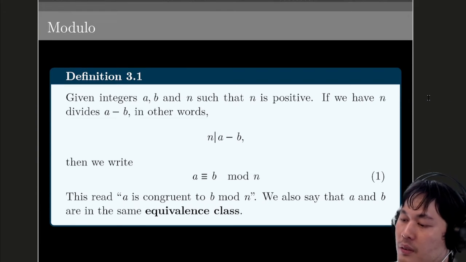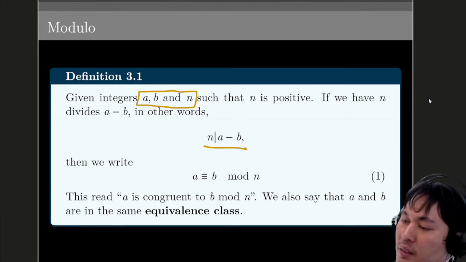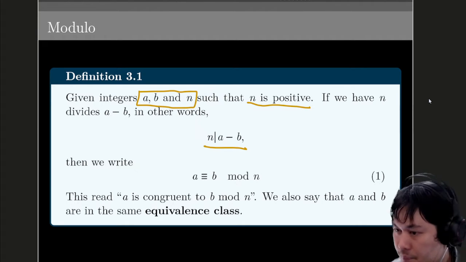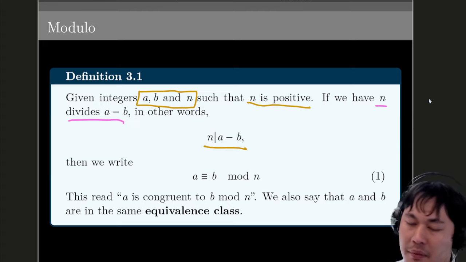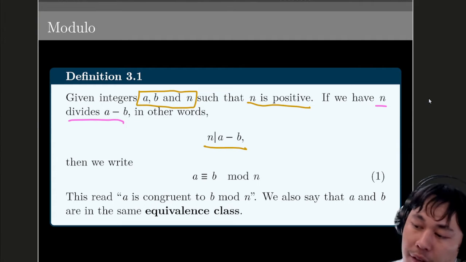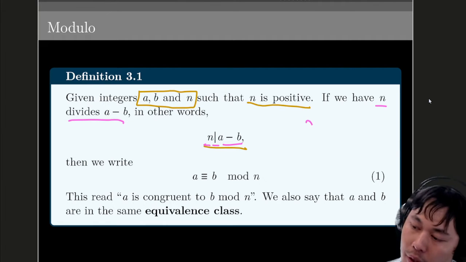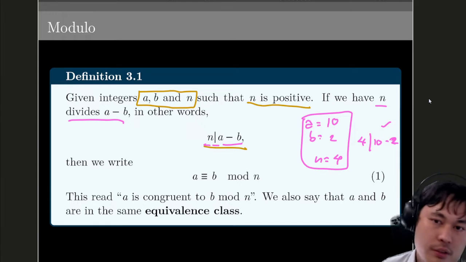So the definition: if you are given 3 numbers a, b, and n, and n is positive, and this is important, then if n divides a minus b, that might be a weird concept, but hang on there for a moment. For instance, if a is 10, b is 2, n could be 4, because 4 divides 10 minus 2. This triple would work.